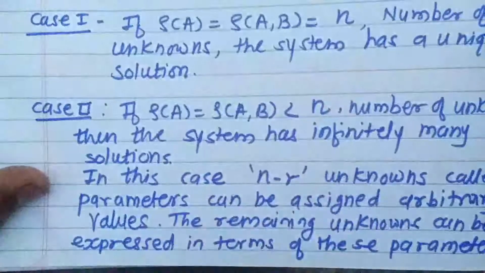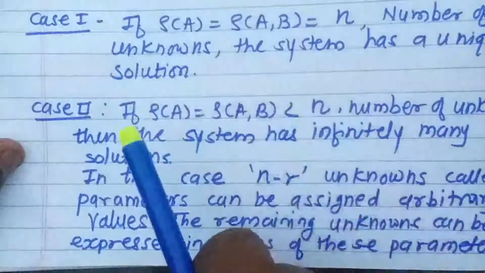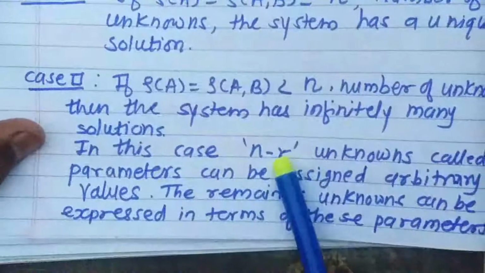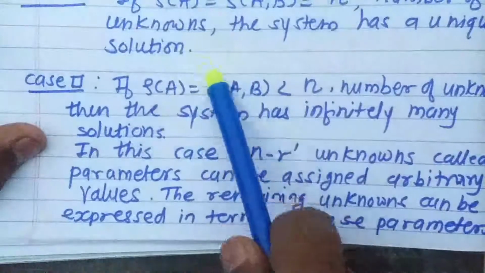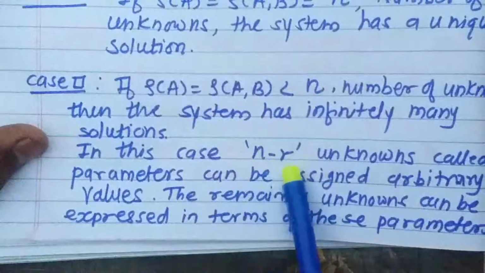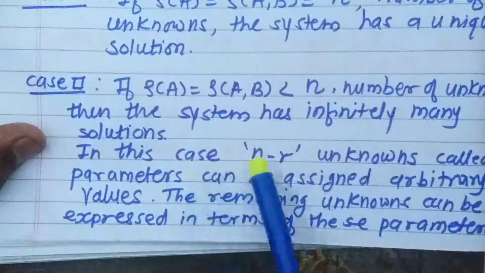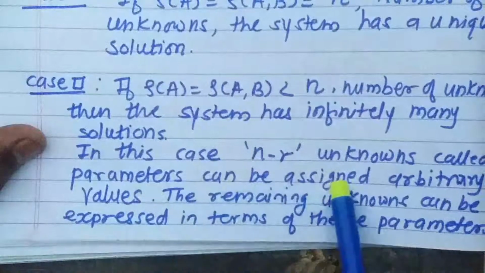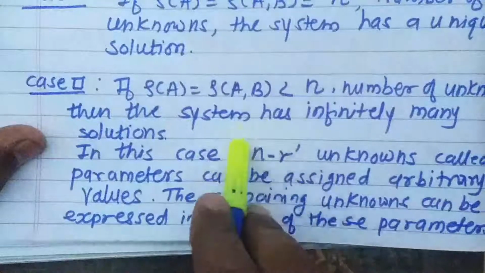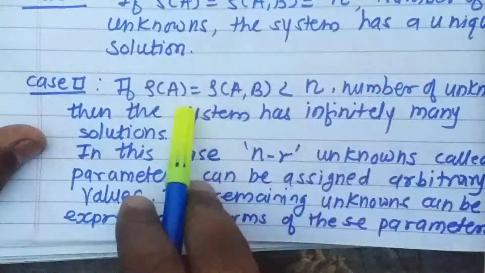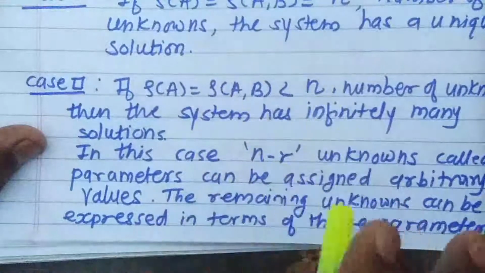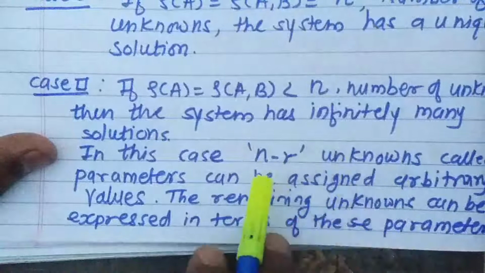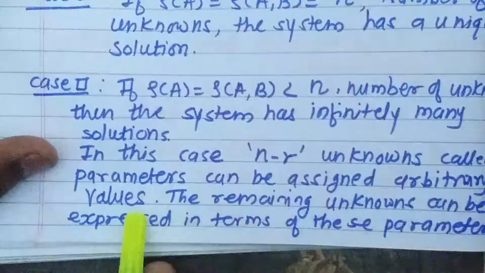This system will have infinitely many solutions whenever the obtained rank is less than the number of unknowns. Now in this case, n minus r, where r is the rank of this matrix, that is n minus r unknowns, called parameters, can be assigned arbitrary values. Whatever difference you get between the number of unknowns and the rank, that many unknowns we are going to assign by parameter, that is, by some arbitrary value.